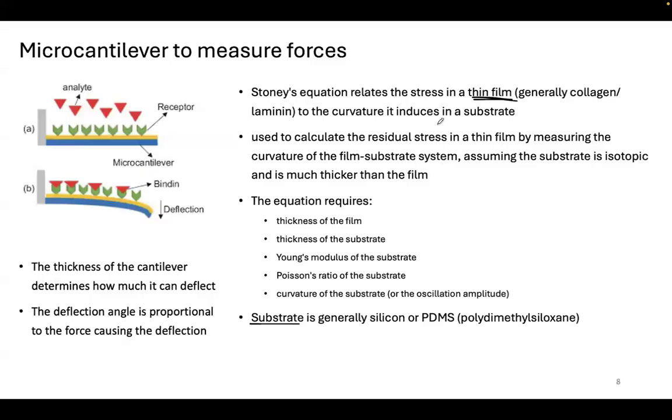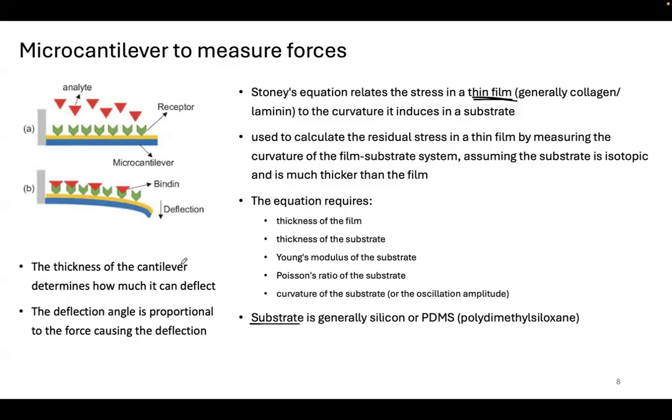Again, this is just something extra. So what would you need for this equation? First, of course, you need the thickness of the film and the thickness of the substrate. The film is your collagen without cells. The thickness of the substrate is your silicon or PDMS. Then the Young's modulus of the substrate, which tells you how prone it is to being deformed. And the Poisson's ratio of the substrate. I am not super sure what Poisson's ratio is. If any of you know, then great, but I don't know about this.